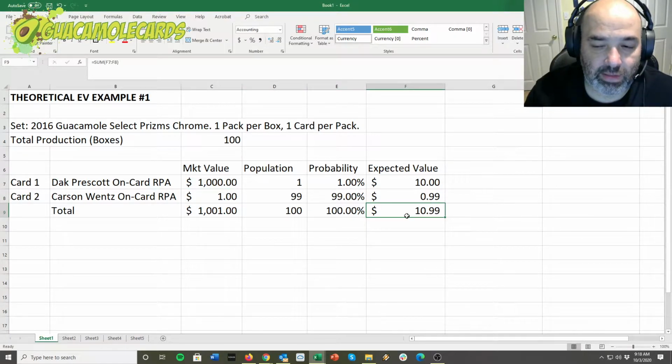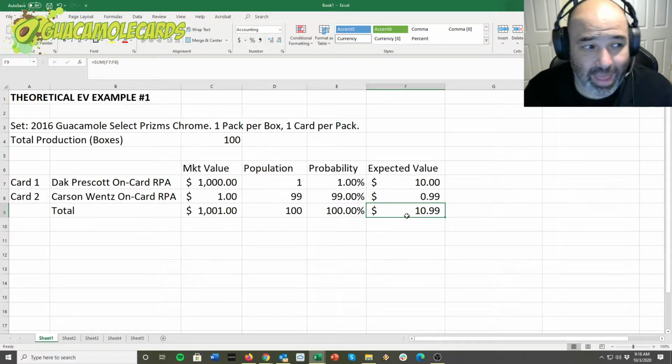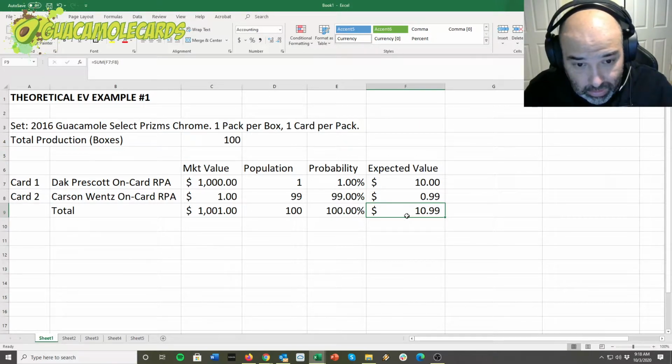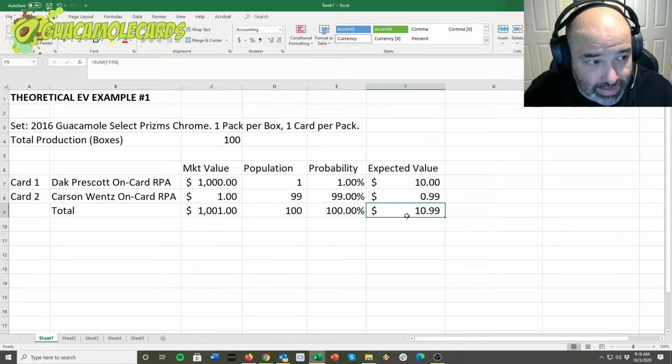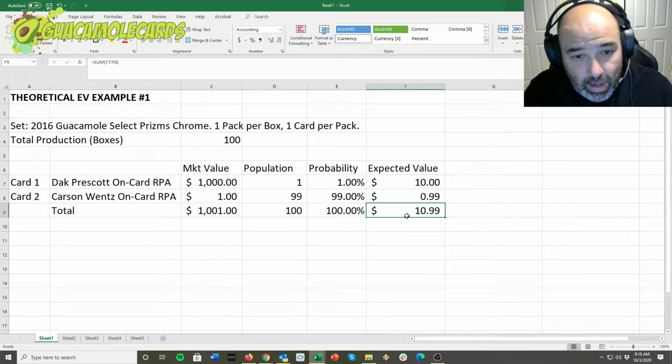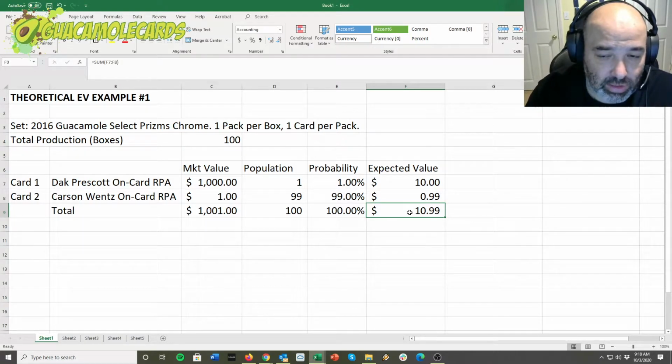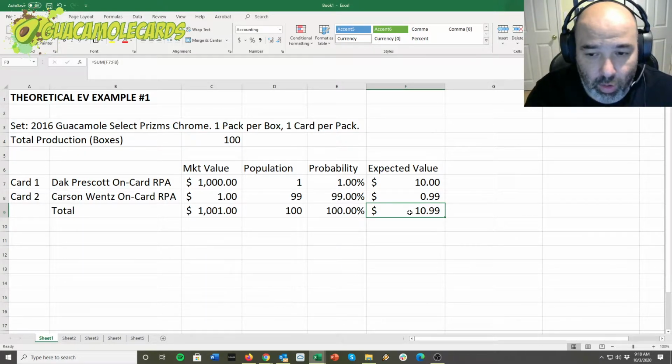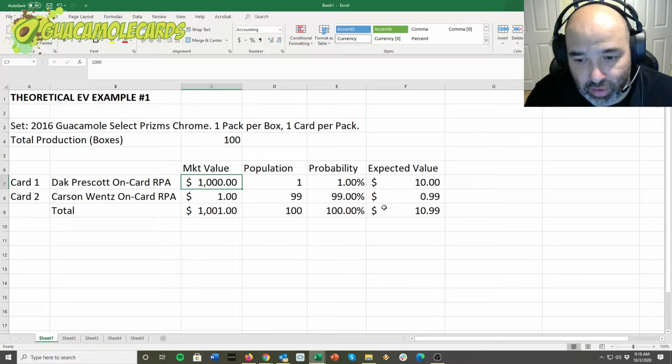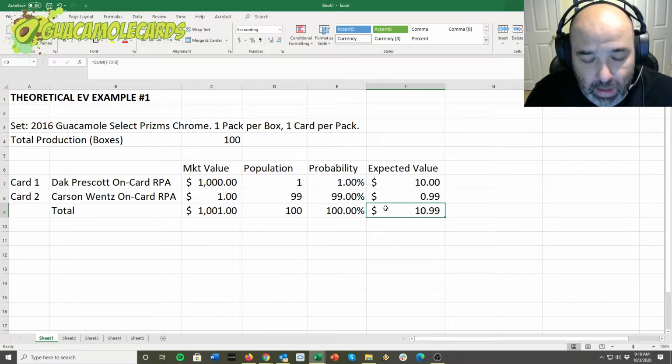If the market price is over $10.99, that means you have a long-term losing or negative expected value, which means even if you opened every single box, you would expect to lose money. Now, if you hit the Dak Prescott on the third box you open, you're going to make money because you'll only have spent on three boxes. But if you have to open every single one, you'll lose money.